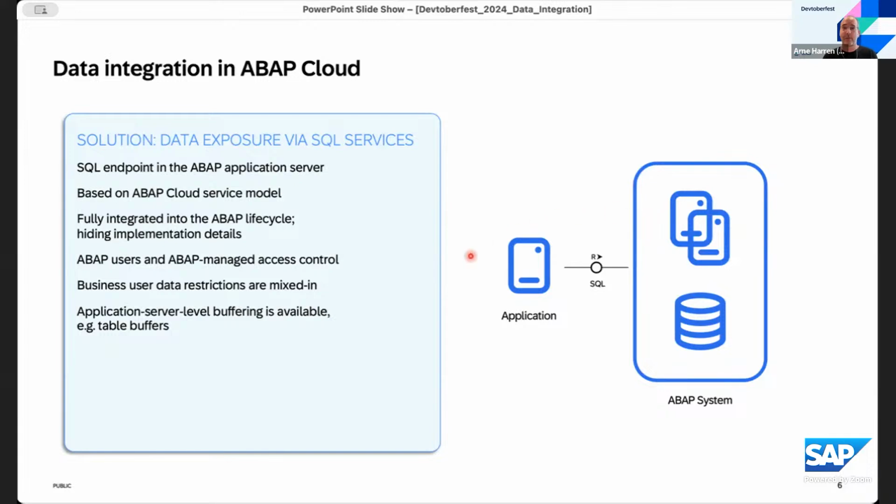In addition, as every request goes through the application server, all access in the end benefits from application server buffering, like the table buffers that we have in the application servers.